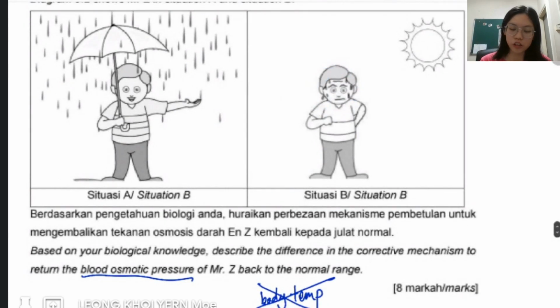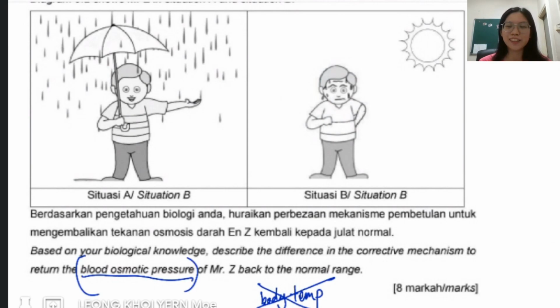Although the picture is quite tricky, they show you this guy is sweating. But this guy sweating doesn't mean you have to mention regulation of body temperature. This one, they already emphasize it is blood osmotic pressure. Unless they didn't mention that, then you can write it through blood osmotic pressure or body temperature. But this one, they already emphasize blood osmotic pressure, so they only give marks if you explain the blood osmotic pressure situation. So just put focus on that. Don't waste your time explaining others.